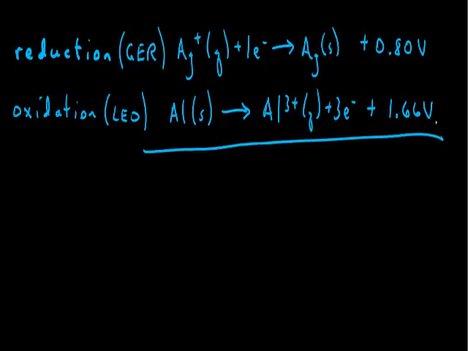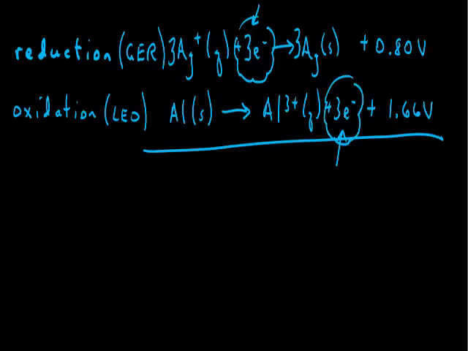Before we add the two half reactions together, we have to make sure that the number of electrons being lost and the number of electrons being gained is the same. So for the first reduction half reaction, we have to multiply the entire reaction by 3. This now gives us 3 electrons being gained, which is the same as our 3 electrons that are being lost.